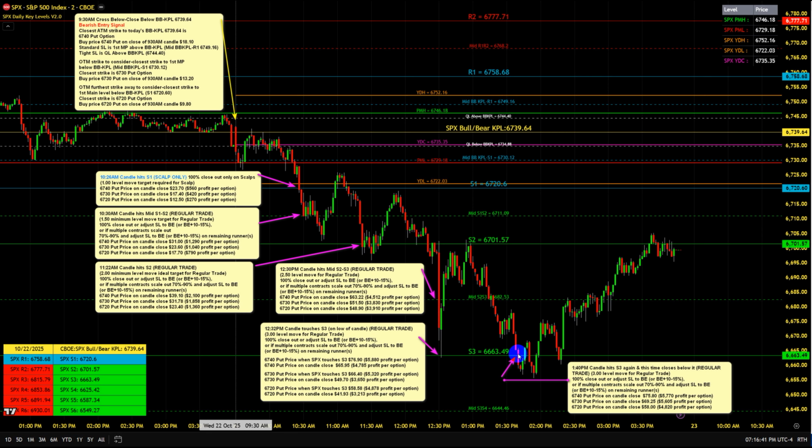Here on this candle close, the 67.40 put price is 75.80, so that's a $5,770 profit per option. The 67.30 put price on the candle close is 69.25, so that's $5,605 profit per option. The 67.20 put price on the candle close here was $58. That's $4,820 profit per option.